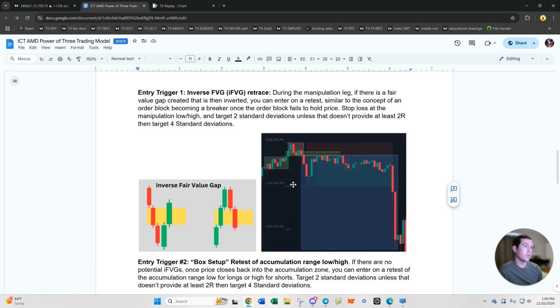I want to get at least 2R. So if I'm able to get that at the 2 standard deviations, that's what we'll use for our take profit. If not, then I'll aim for the 4R. That's what we're going to use for today. Again, there are a lot of opportunities for optimizations and things like that, but just for simplicity, that's going to be the first entry model.